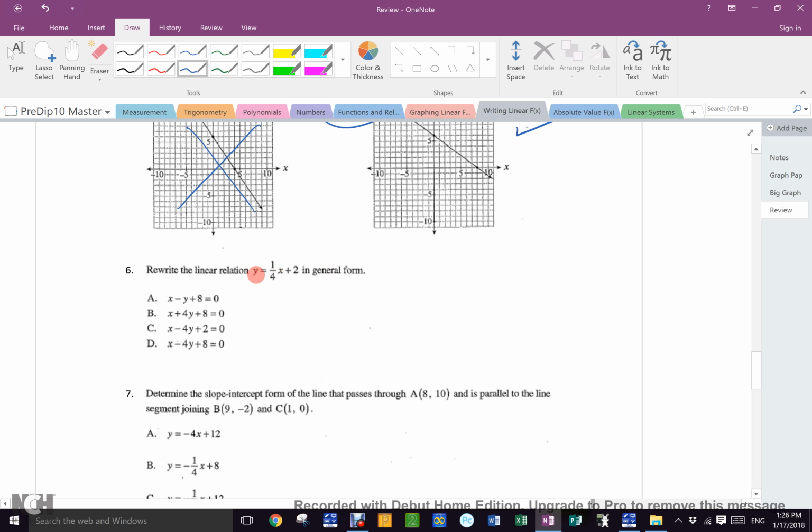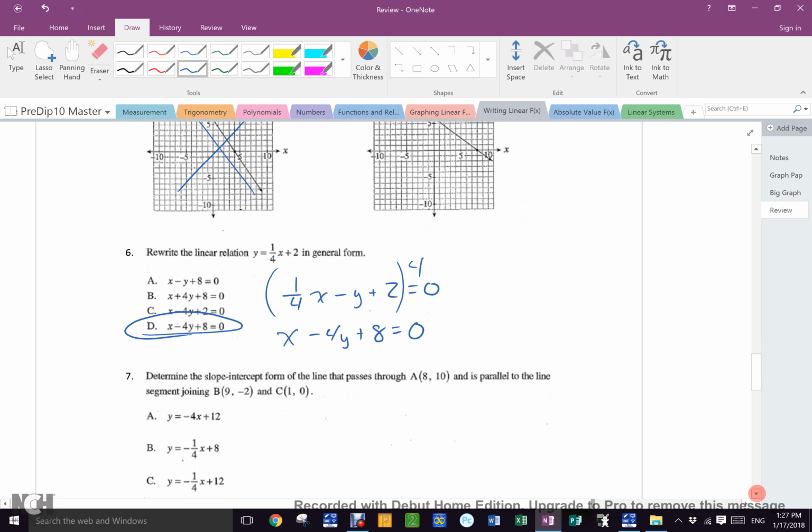Rewrite this in general form. What does general form look like? No fraction, everything's on one side, and the number with x has to be positive. So is x positive right now? Yes, so we're not going to move it. Everything else is going to move. 1/4 x minus y plus 2 equals 0. Not allowed to have that fraction, so I multiply everything by what? 4. x minus 4y plus 8 equals 0. D, as in doornail.